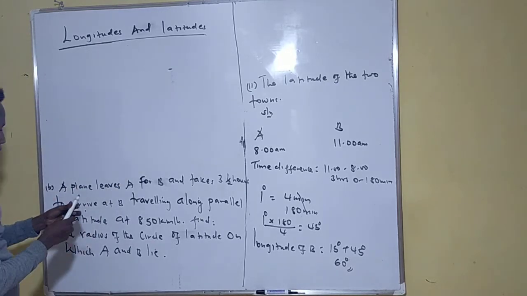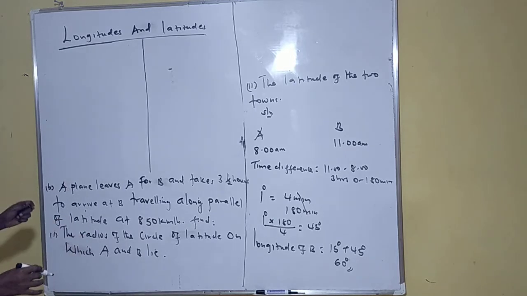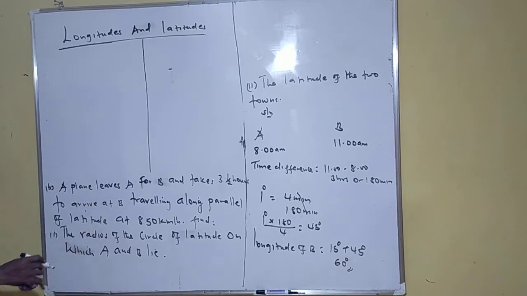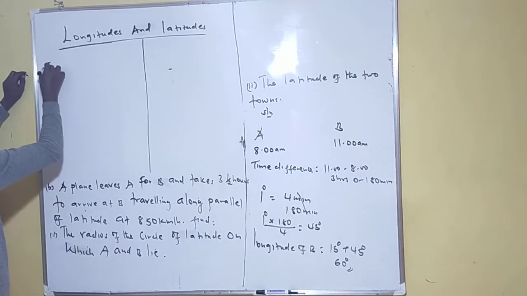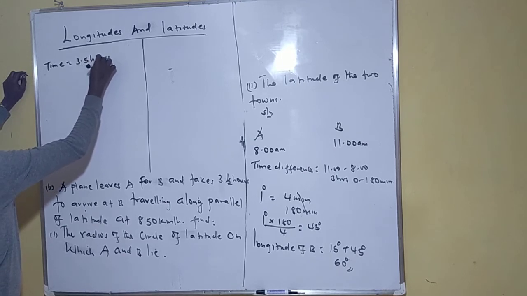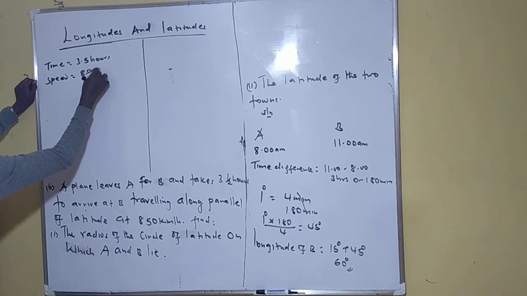For B now, you're told, let me divide this portion for us. A plane leaves A for B and takes 3.5 hours. That is time, so I have time, that is 3.5 hours. Traveling along a parallel of latitude at what? We have a speed. Our speed is 850 kilometers per hour. Just understand that.